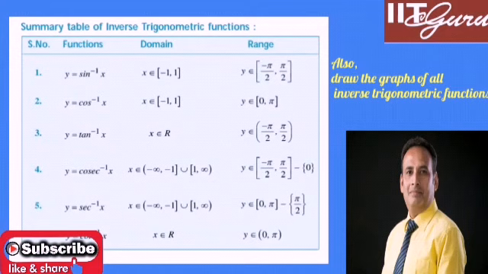Here we say inverse trigonometric function. There are 6 inverse trigonometric functions. All the inverse trigonometric functions are monotonic in nature, you should know well, and the domain of an inverse trigonometric function is the range of the trigonometric function. Whatever the range of the trigonometric function, that will be the domain of the inverse trigonometric function.